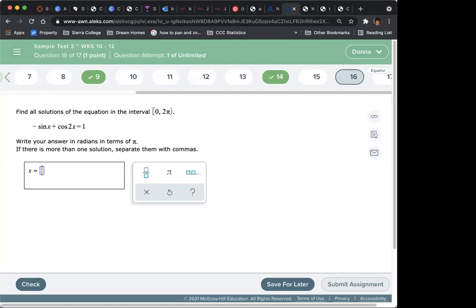You know what? I have not saved this document. Let me save this. Sample test 3, trig.